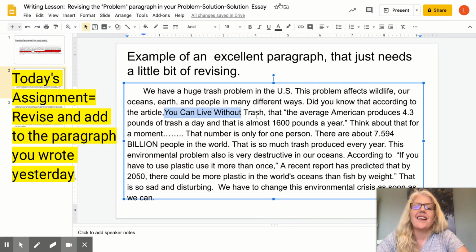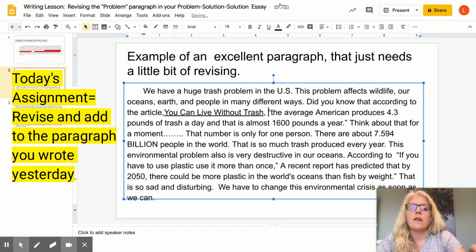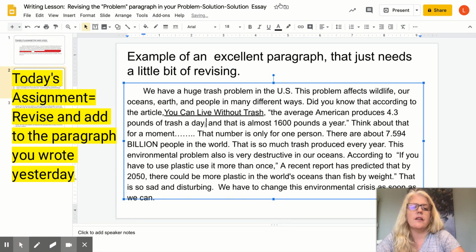Okay, there we are. So you're going to highlight the title of the article, and you're going to go up here and click underline. He did a really good job capitalizing every word in that article title. You can delete this word that. You don't need it. Did you know that according to the article, You Can Live Without Trash, the average American. So I'm going to delete that word. The average American produces 4.3 pounds of trash a day, and that is almost 1,600 pounds a year. I'll just put a comma in here. He did a good job capitalizing the proper noun Americans. Good job.